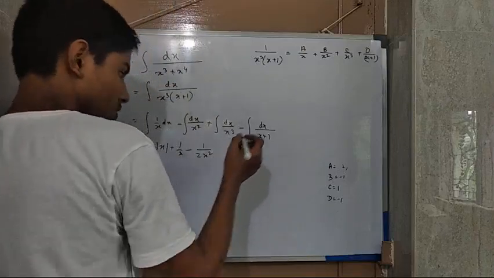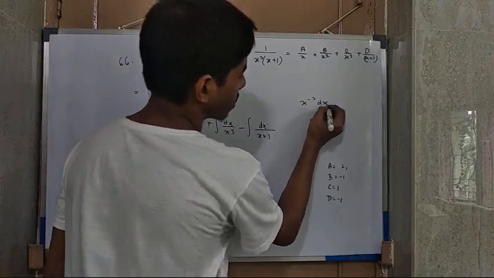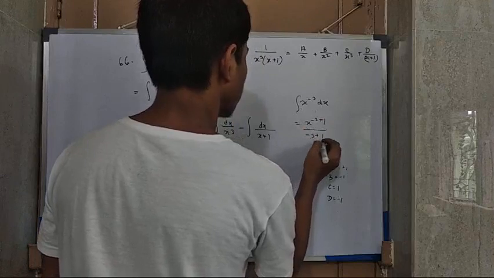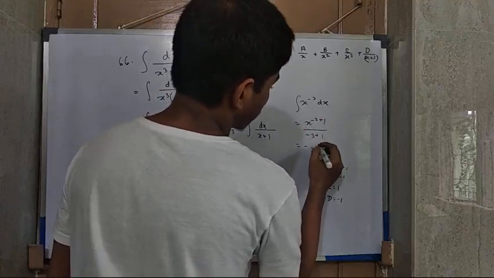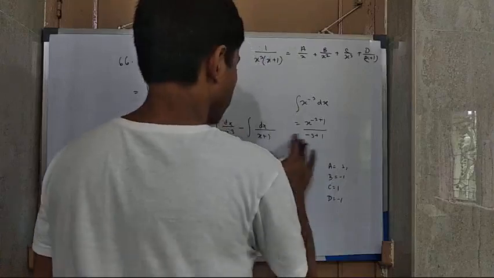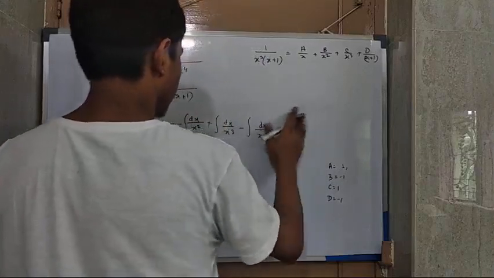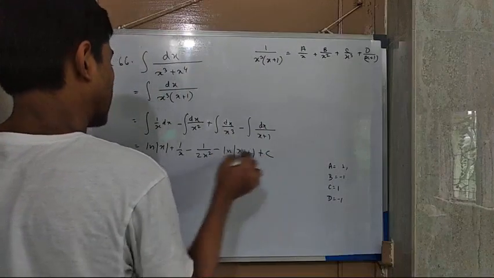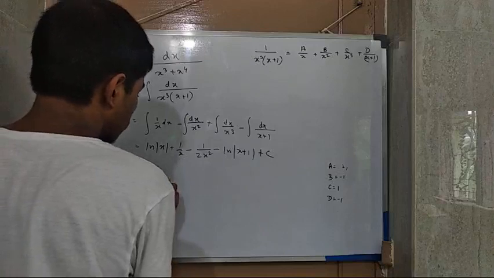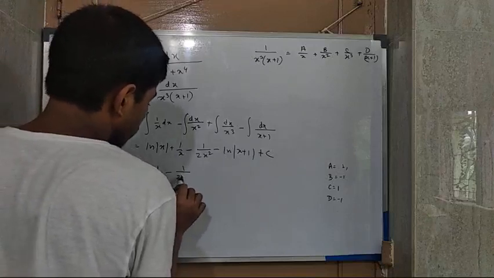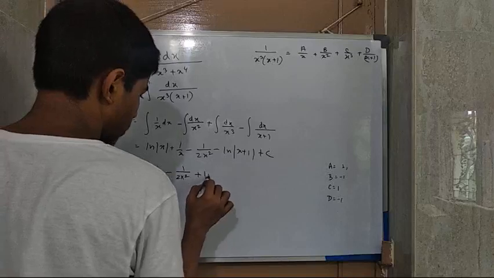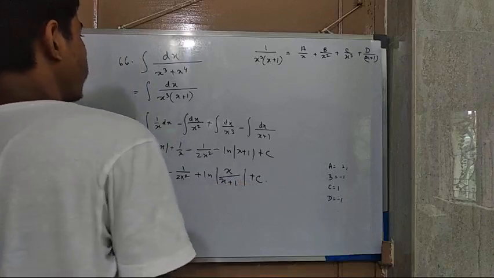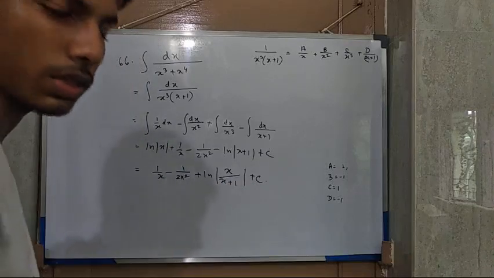Let me do it. This is x to the power minus 3 dx, so this is x to the power minus 3 plus 1 by minus 3 plus 1. This is minus 2x squared, yeah. So this is minus of ln x plus 1 plus c. So this becomes 1 by x minus 1 by 2x squared plus ln x by x plus 1 plus c. So this is the answer of our 66th question.